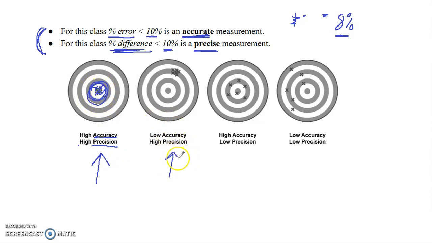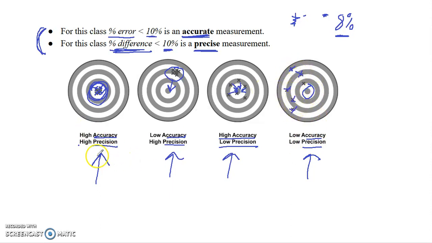And then again, all of these are basically examples of where one of the two is not happening. So in this one, it's precise, meaning they're grouped together, but it's not accurate, it's far away from the bullseye. In this one, you're pretty accurate, you're pretty close to the bullseye, but you're not consistent. All the X's are all over the place. And then the last one, this is the worst of both worlds. This is low accuracy. So you're not close to the bullseye, you're not close to what you should be hitting, and you're not precise. You're all over the place.